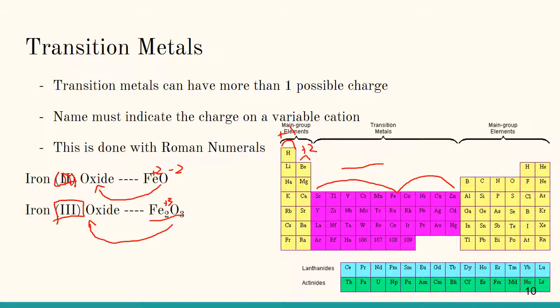oxide. Remember that when you say the name, the 2 or the 3 indicates the charge on the cation. It does not indicate how many of that atom you have. That's probably the most common thing that students will mistake when they go to actually name these. So with that, continue to practice these.